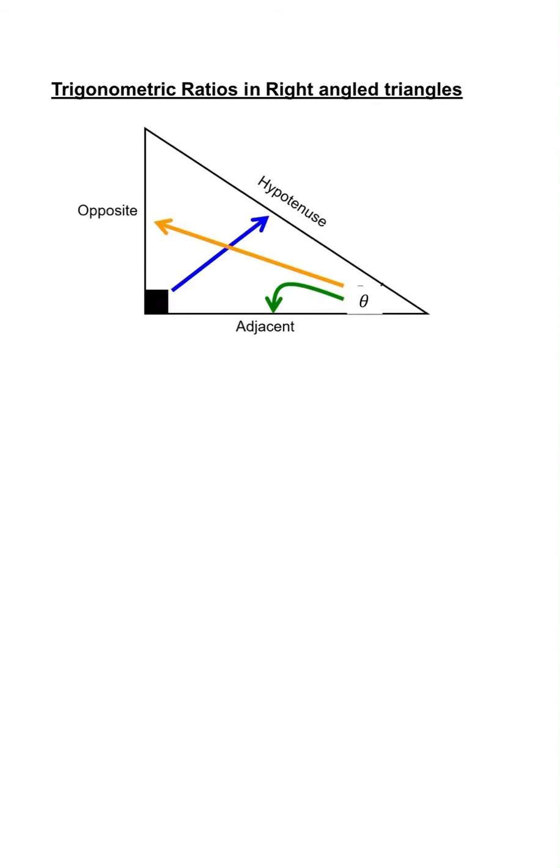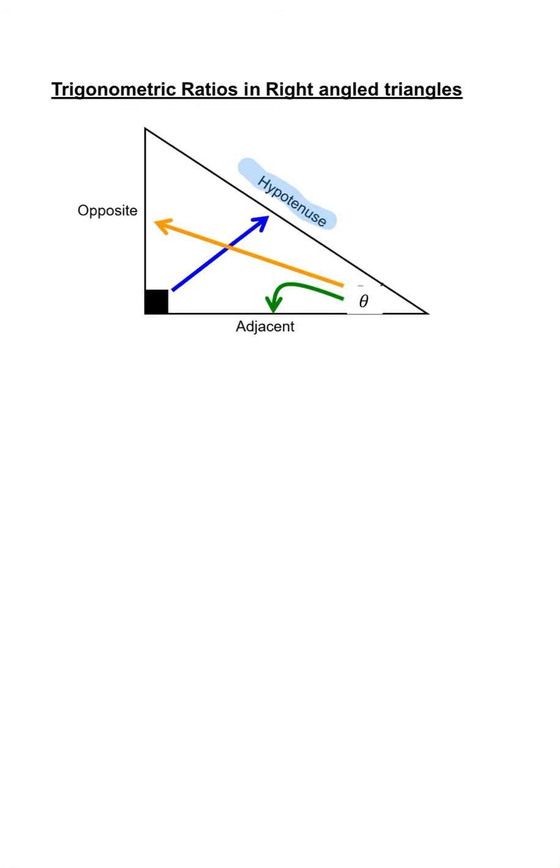In this video, I'm going to be going through trigonometric ratios in right-angled triangles. So we've already seen what the hypotenuse is. Remember, it's opposite the right angle and also the longest side in the right-angled triangle.